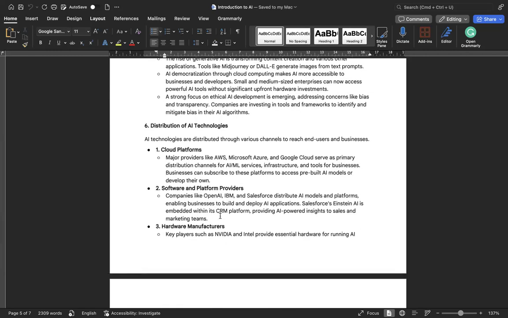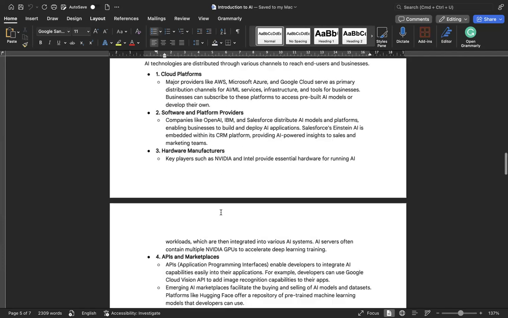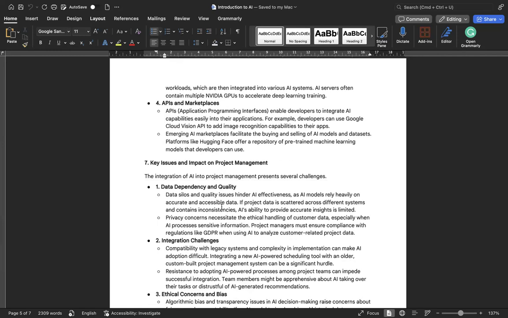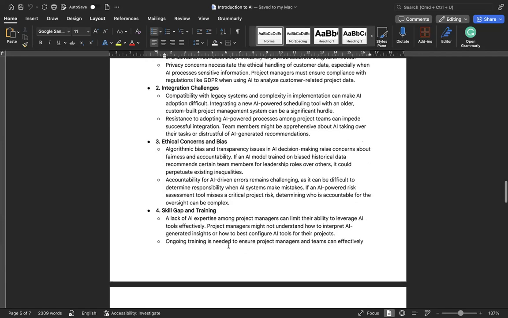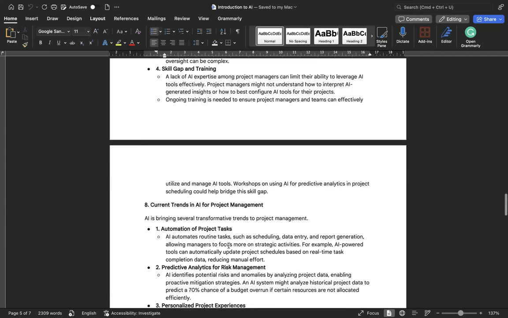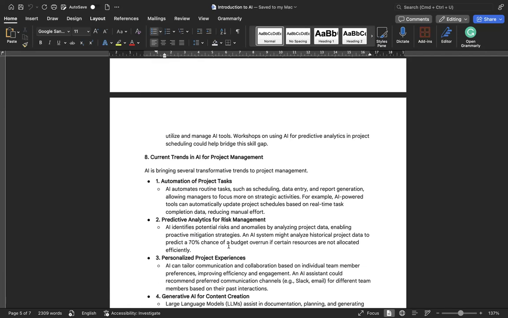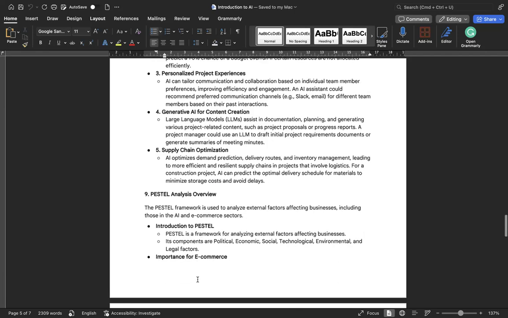For the distribution of AI technologies, we have cloud platforms, software and platform providers, hardware manufacturers, and APIs and marketplaces as well. Then key issues and the impact on project management: the integration of AI into project management presents several challenges. What are those? Data dependency and quality, integration challenges, ethical concerns and bias, and skill gap and training. Then for the current trends in AI for project management, we have automation of project tasks, predictive analytics for risk management, personalized project experiences, generative AI for content creation, and finally supply chain optimization.